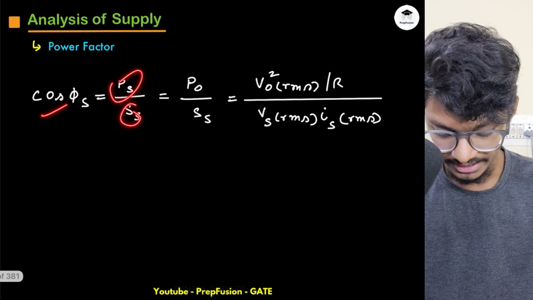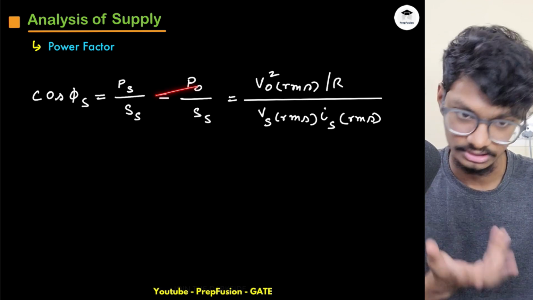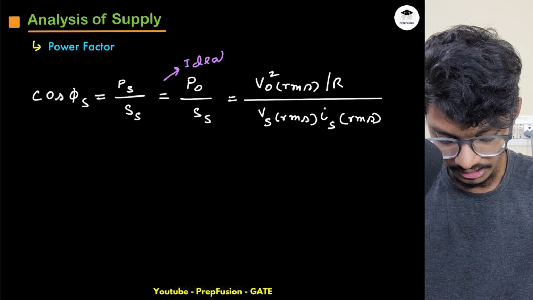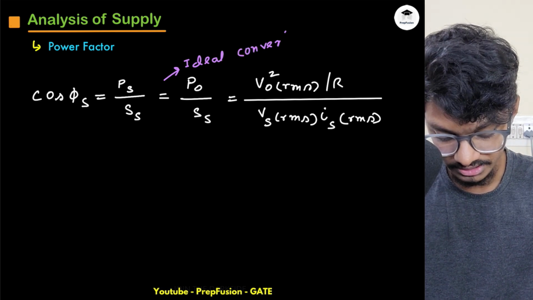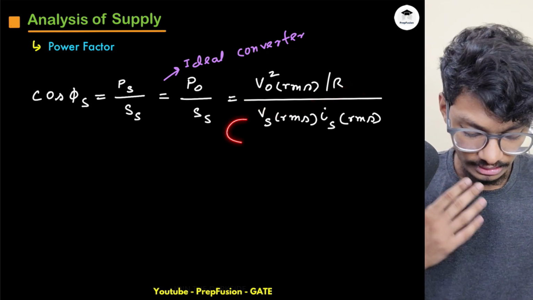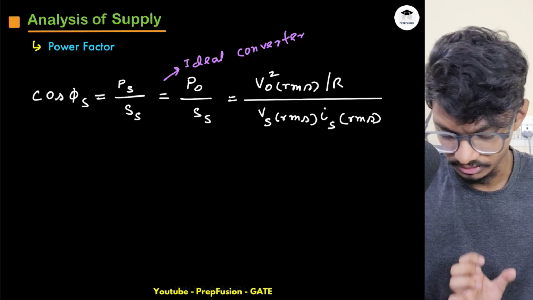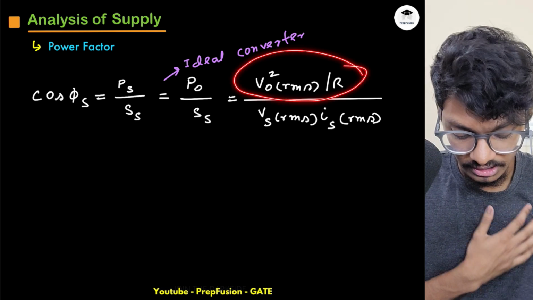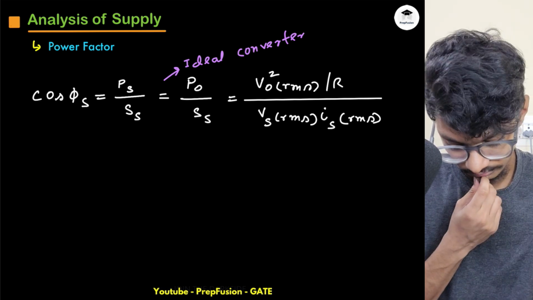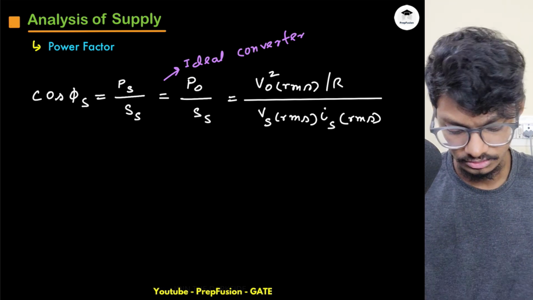Cos phi s equals Ps by Ss. It is equal to the output power by the apparent power. Why? Because I am assuming that it is an ideal converter. If it is not an ideal converter, they will tell the percentage by which it reduces the power. So this is Vrms square by R, and you can convert this into other forms as well. You can write this as Io rms square into R as well. So all those things you can write.